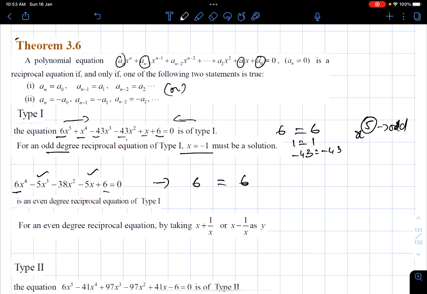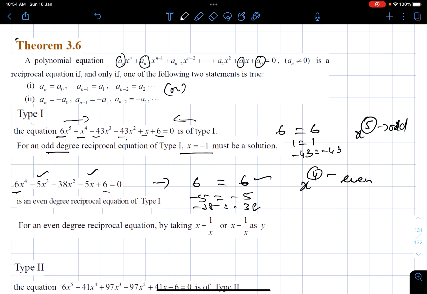The second one, minus 5 equal to minus 5 and minus 38 equal to minus 38. Okay, so this is how you get the center term will be equal to the center term itself, and the sign also is the same. So they are equal along with their sign. So they belong to type 1. But when you compare the degree, it is x power 4. 4 is even. So you tell this as even degree reciprocal equation of type 1.